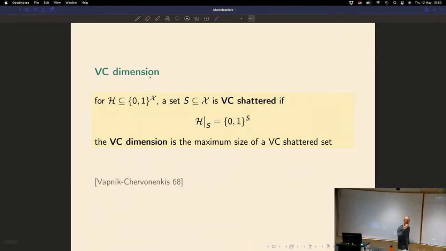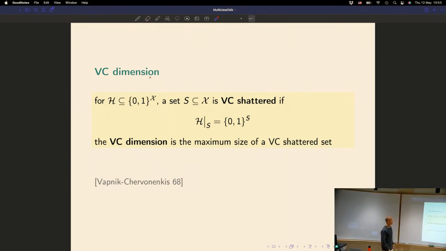So now we will define three dimensions. The first is the VC dimension. In the VC setting, a set is complex, is shattered, if when we project all the functions to this part, we get all the functions that are defined over this set. So in this local view, we get everything. This is the notion of complex for the VC dimension. And it was defined in the 60s.